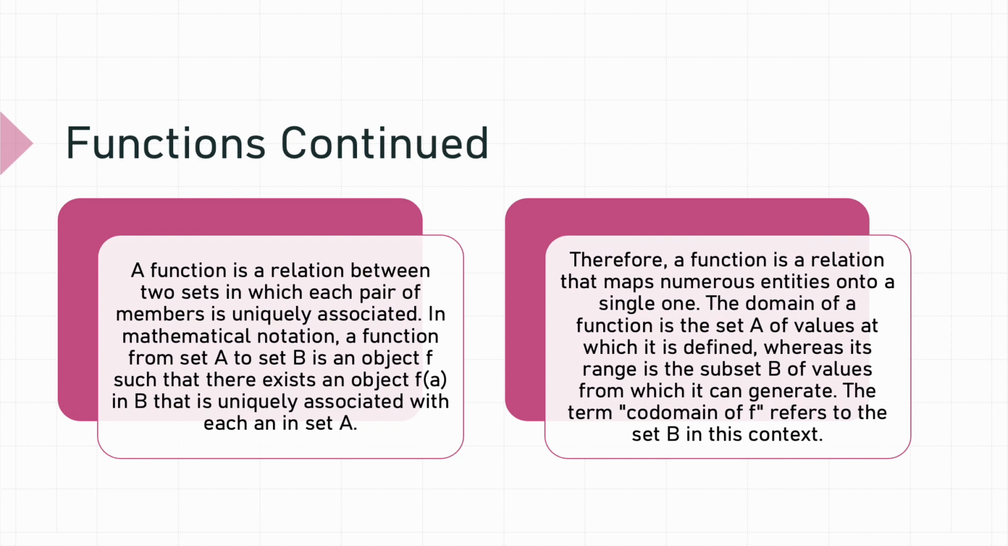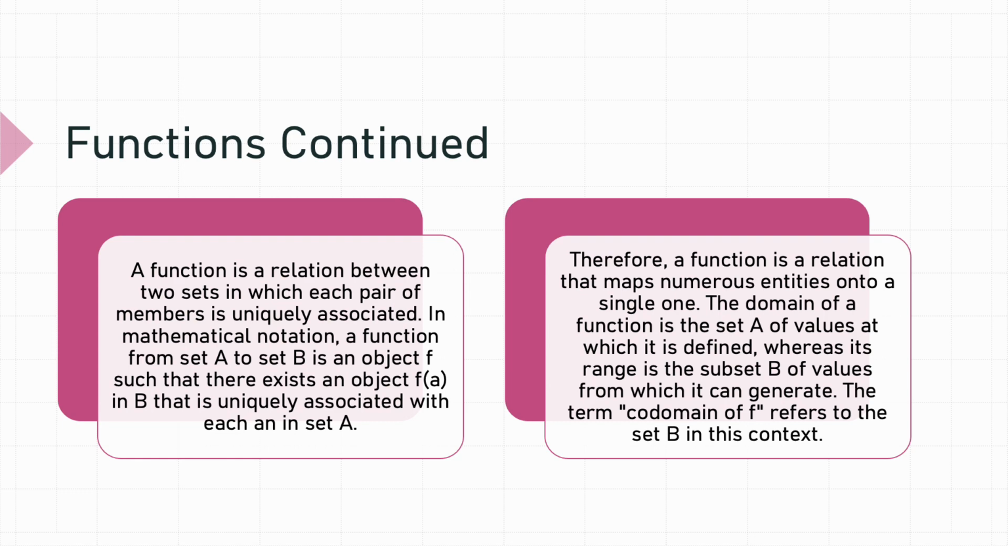A function is a unique association between each pair of members of two sets. In mathematical notation, a function from set A to set B is an object f such that for each element in set A, there exists a unique object f of A in set B. A function is hence a relation that transfers many entities onto a single entity.